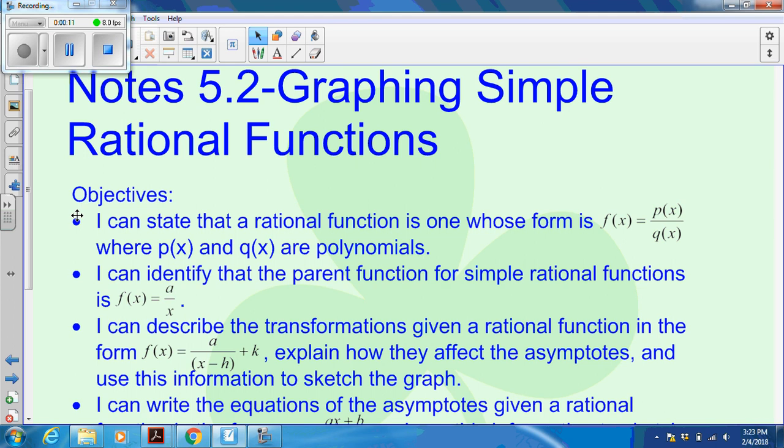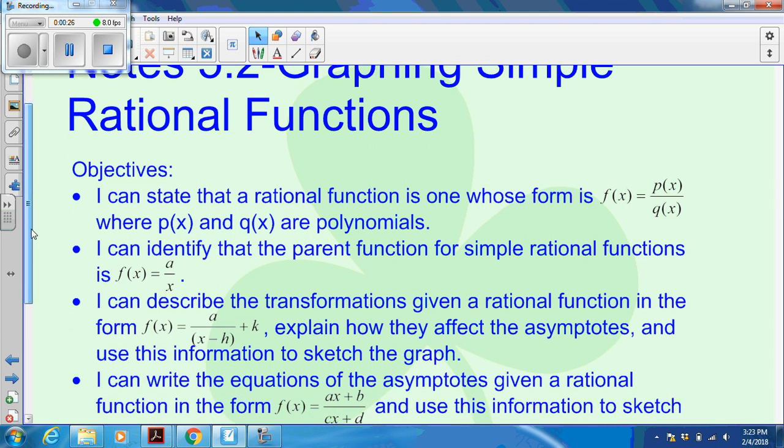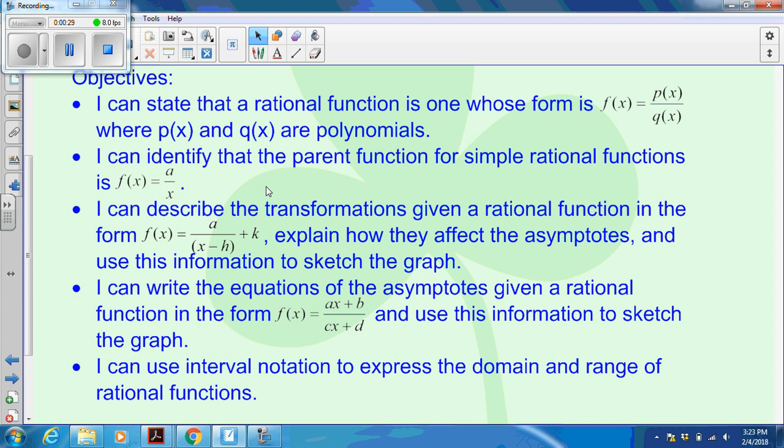The first one is to state that a rational function is one whose form is f of x equals p of x divided by q of x. You'll be able to identify the parent function for simple rational functions, which is f of x equals a divided by x. You will also be able to describe the transformations given a rational function in the form f of x equals a divided by x minus h plus k, and also explain how they affect the asymptotes. Write the equation of the asymptotes given a rational function in a different form, f of x equals ax plus b divided by cx plus d, and then use interval notation to express the domain and range of rational functions.